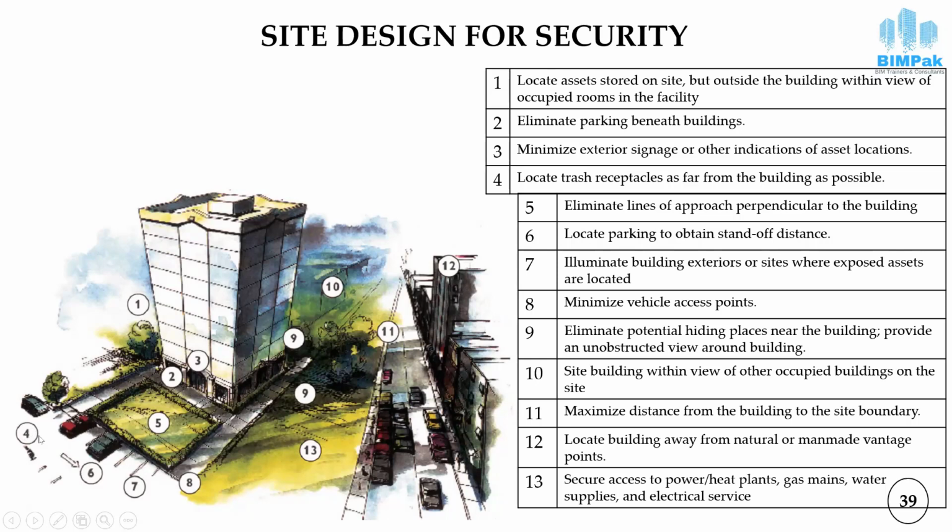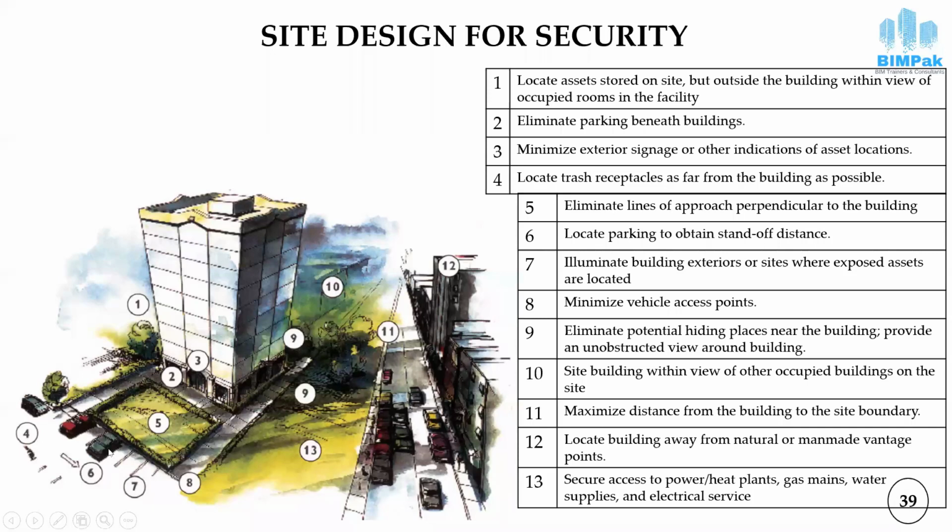The fifth factor is to eliminate lines of approach perpendicular to the building. In this case, you can see that there is no direct access perpendicular to the building. So the line of approach has been provided on either side of the building. This is also a very important factor to be considered while designing from a security point of view. The sixth one is to locate the parking to obtain standoff distance. As we have already discussed, parking should be provided away from the building.